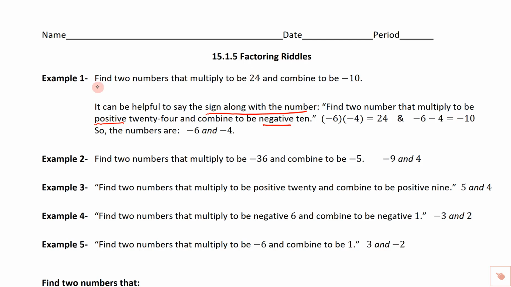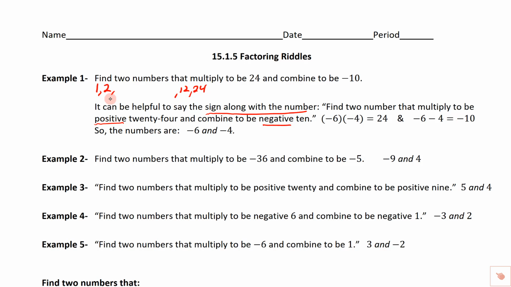Well, one set of numbers would be 1. 1 goes into 24 24 times. So 1 and 24, those two numbers would multiply to be 24, but there's no way we could get them to combine, add or subtract, to be a 10. So again, we're kind of ignoring the sign for right now. And let's do the next one. So 2 would go in here 12 times.